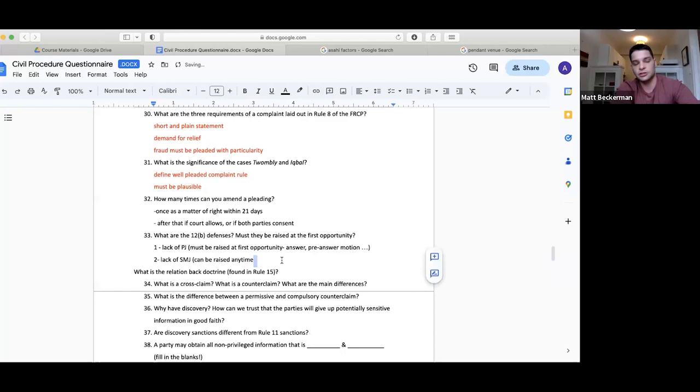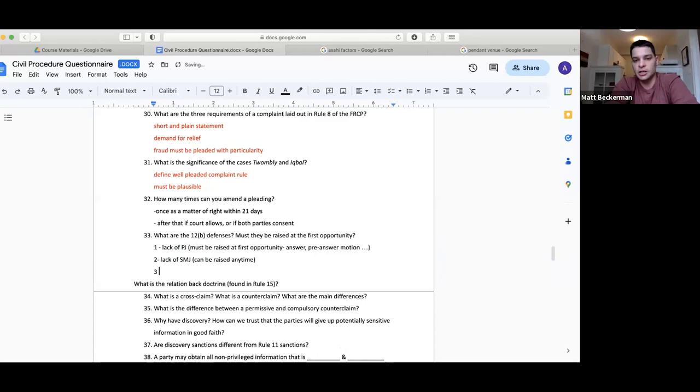Just remember that the first time you respond, if you don't raise a 12B2 defense of lack of PJ, it's forever waived. On the other hand, lack of subject matter jurisdiction can be raised at any time. Very important. That means even during the trial. Anytime. All right, what about 3, 4, and 5?